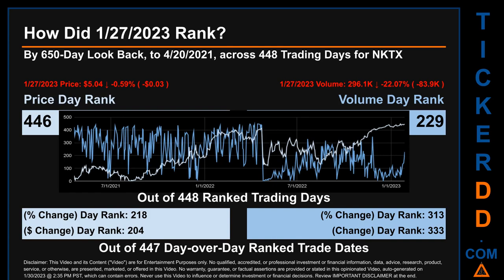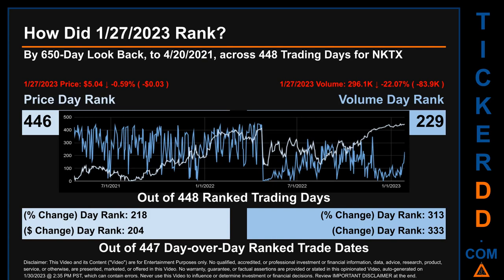How did January 27, 2023 rank for NKTX by 650 calendar day? Look back to April 20, 2021, across 448 trading days, of which January 27, 2023 price ranked 446 while its volume ranked 229. Each of the 448 trading days were ranked amongst themselves by highest end-of-day price and volume, with a rank of 1 being the highest and 448 being the lowest ranked day.